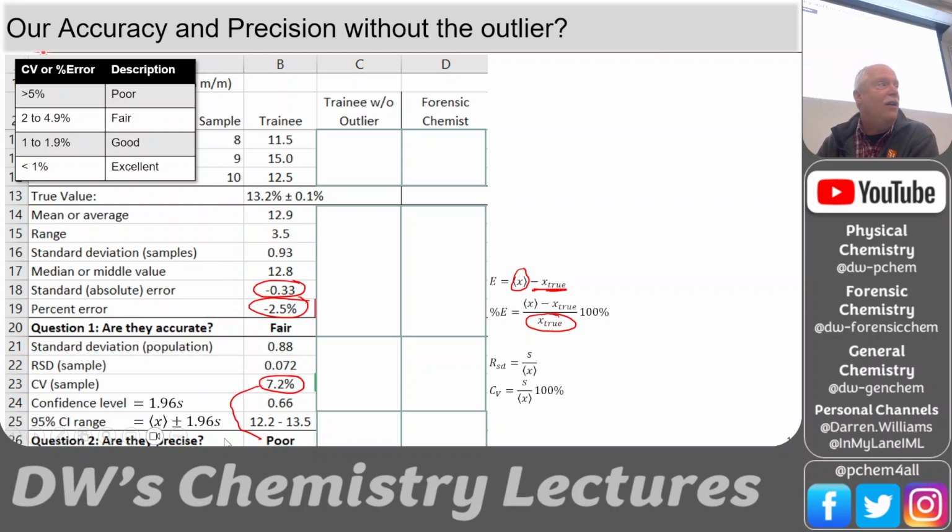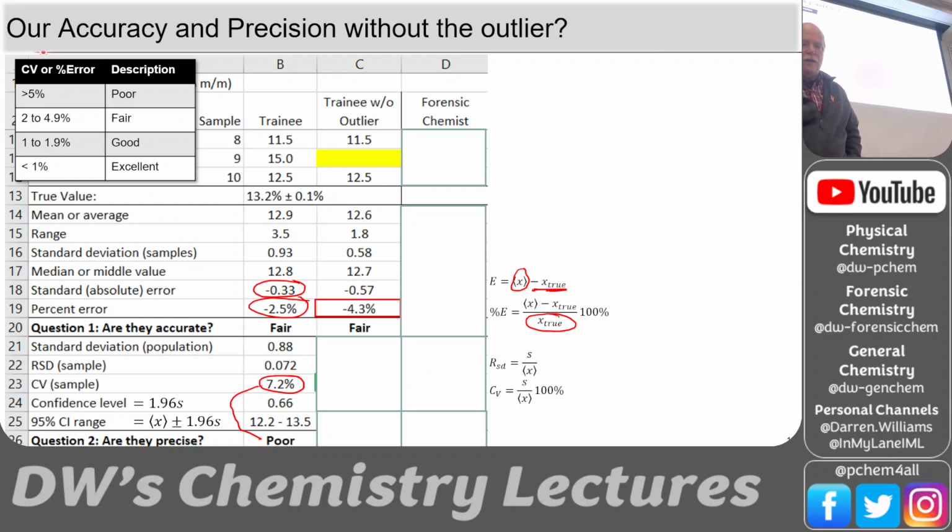Let's get rid of that outlier and see what changes. Okay, so we get rid of that number 15 and redo the mean, redo the standard deviation, and all of that. Now that would be really tedious if you're using a calculator, but in Excel, you copy all those columns over with their formulas and delete the 15, and now everything's redone.